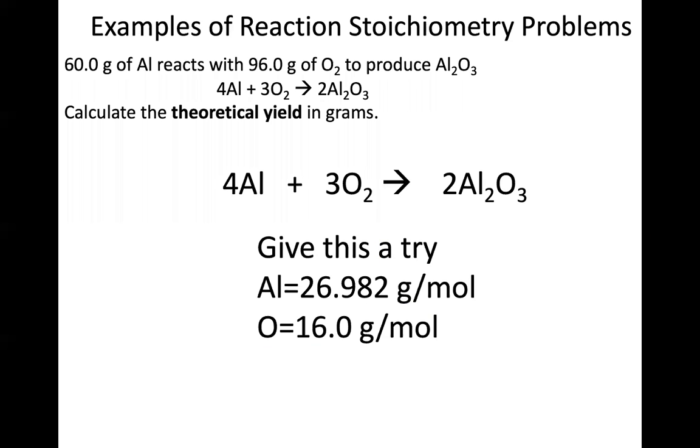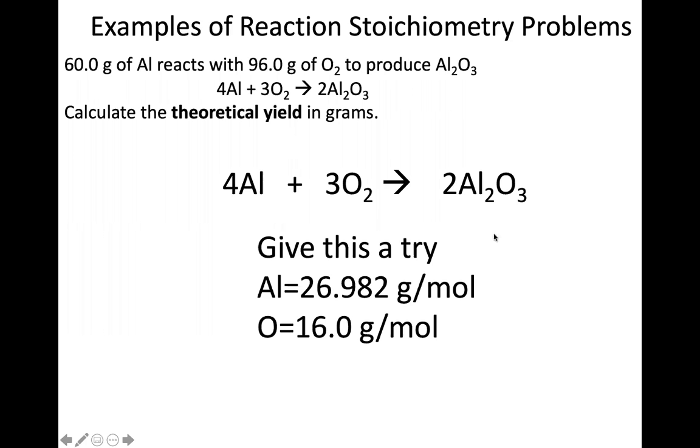So here's a reaction stoichiometry problem. 60 grams of aluminum reacts with 96 grams of O2 to produce Al2O3. And we have a balanced chemical equation. It says calculate the theoretical yield in grams. Theoretical yield means apply the stoichiometry just like we've been discussing tonight. And in theory, how much should you get? So everything that we've been looking at tonight so far involving stoichiometry is all in the category of the theoretical amount. That's what we've been working at.